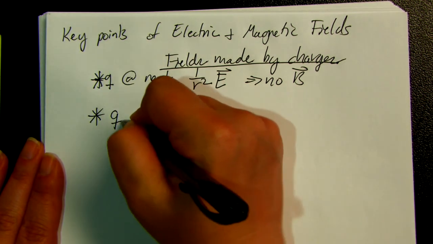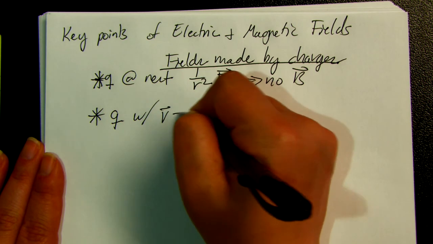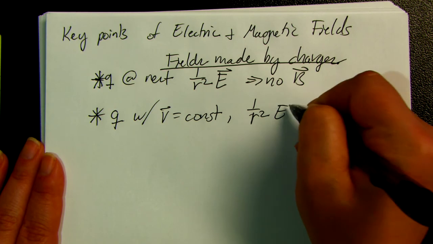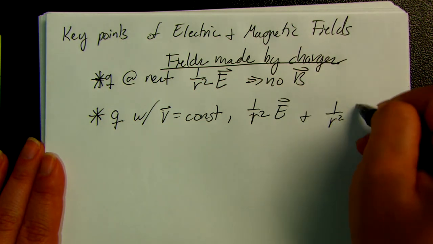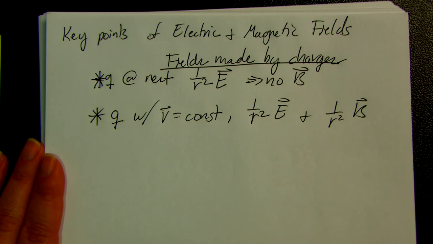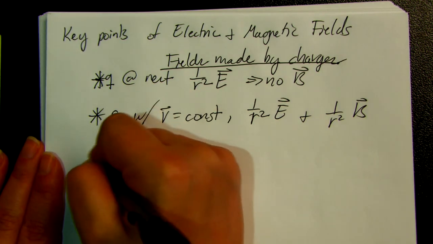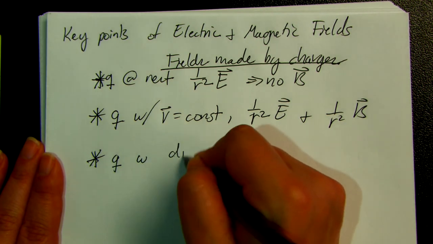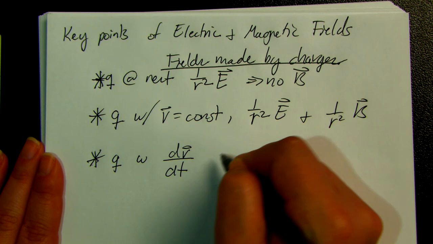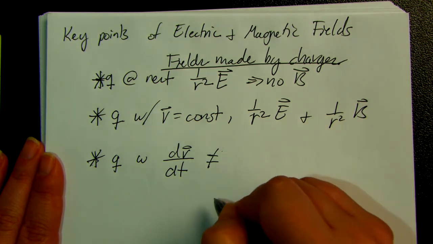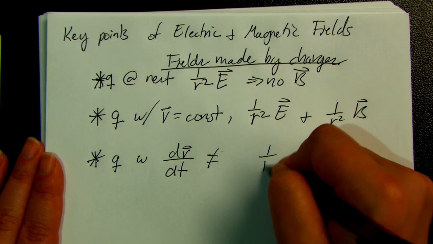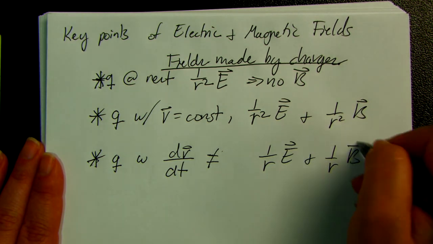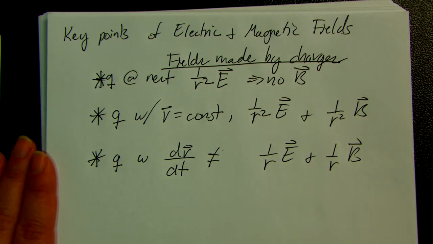If Q has a constant velocity, then you have a 1 over R squared E field and a 1 over R squared relationship to the B field. So basically, I'm summarizing everything we've learned in Physics 2. Q with a time-varying velocity, in other words, an accelerating charge, then you have a 1 over R E field and a 1 over R B field, which is how we see the stars.